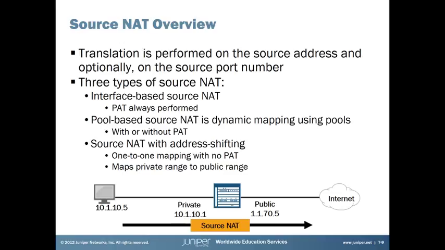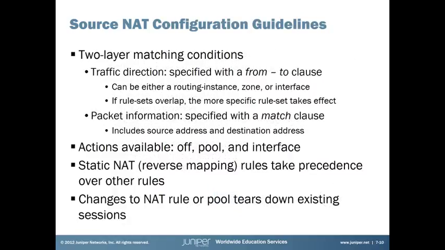Okay. Pool-based is where you've got a pool of addresses. So here we go, layer matching conditions. Traffic direction specified from and to, so it can either be from a routing instance, from a zone, or from an interface. So you've got a few ways you can do this. If a rule set overlaps, the more specific rule set takes effect.